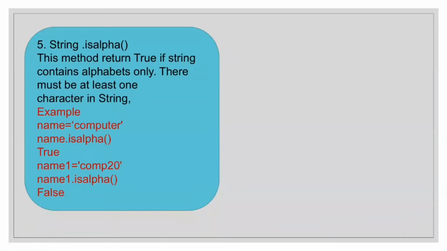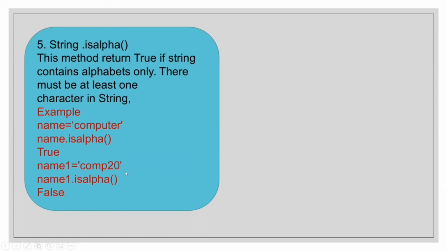Then we move on. We have string.isalpha(). Earlier it was isalnum, alphabets as well as numbers. Now here it is checking for only alphabets, alpha. This method returns true if the string contains alphabets only. There shouldn't be any number. If there's a number, it's going to give false directly. See, first example, name is equal to computer, isalpha, true.